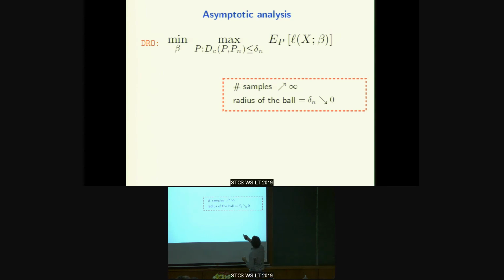So I have this distributionally robust optimization formulation that I have been talking about. The regime that I'm considering is I'm going to the field and collecting more and more samples, and the number of samples is going to go to infinity. So does my accuracy improve? At what rate does it improve, etc.? The radius of the ball has to be shrunk because you are collecting more data, so your accuracy improves. So I am considering the regime where the radius of the ball is shrinking.